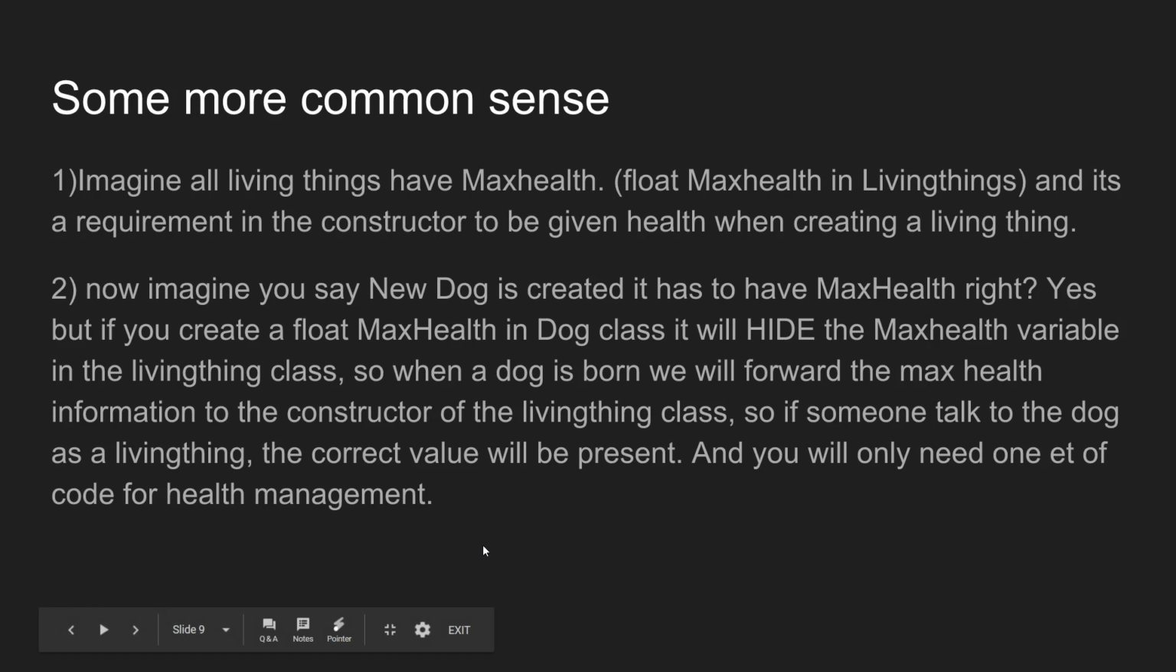Now, imagine all living things have a float called maximum health. In other words, a dog could have more maximum health than a cat, meaning it's stronger. Let's say a dog has a maximum health of 120. That float should exist in living things because in our abstraction, all living things have maximum health, can die, and can take damage. So our living things will have all the code related to managing health, dying, and healing.